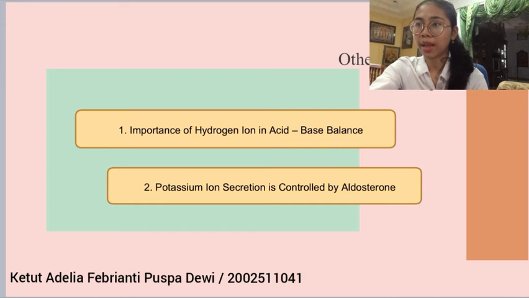Now, I will explain about the other functions of the nephron. The first one is the importance of hydrogen ion in acid-base balance. H secretion is important in neutralizing acid-base balance in our body.